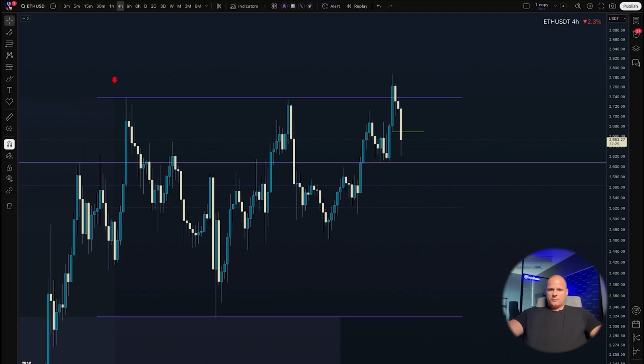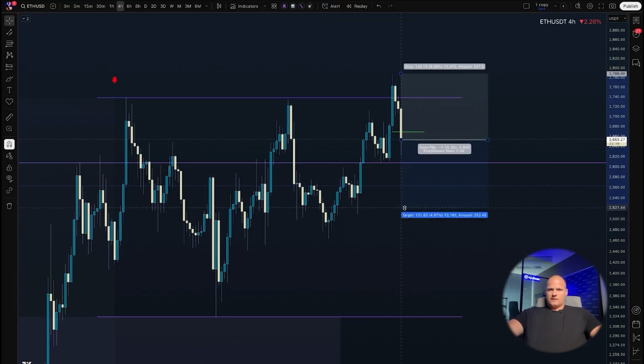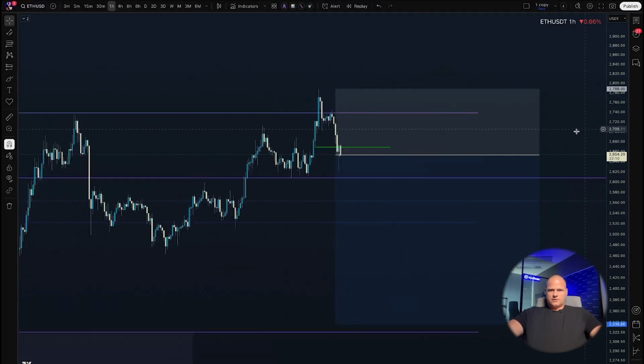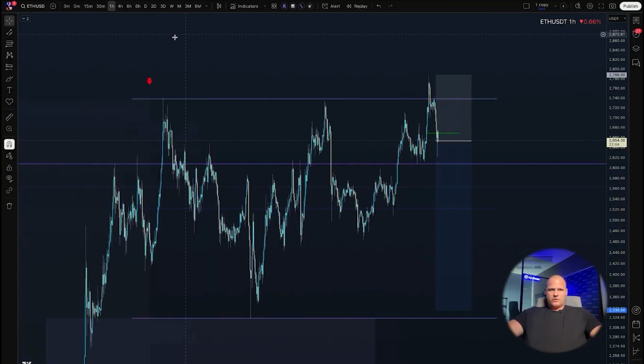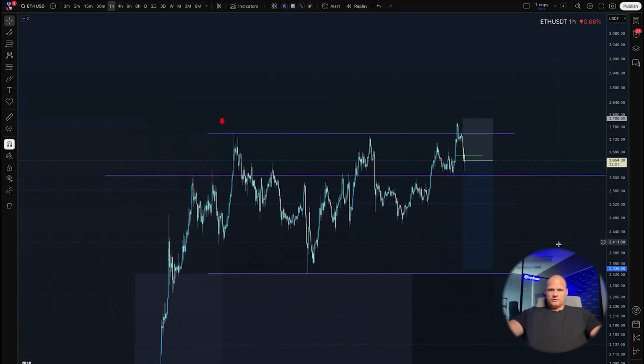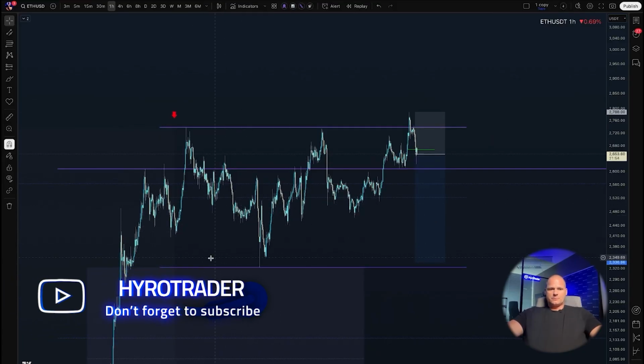So there would most likely be a kind of short setup like this, right? This 50% as a first target and this one as a second, right? So that's the kind of setup which I already have a little bit drawn in here, and I think it could play out, right?